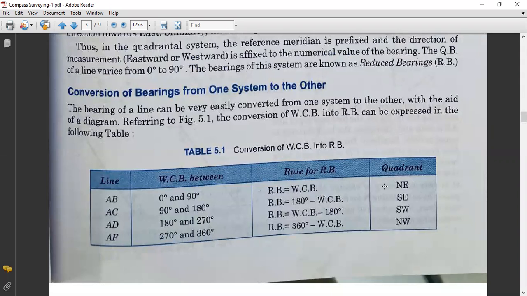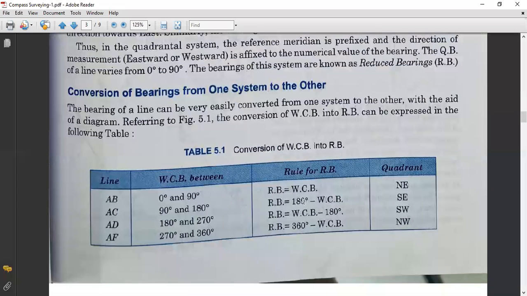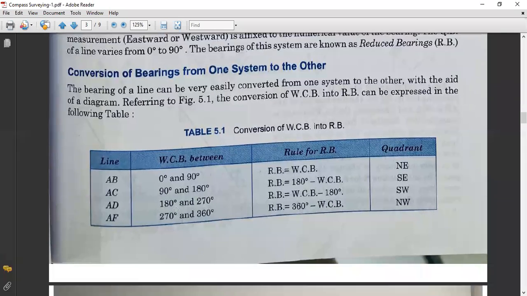What you have to write? North alpha east. Quadrant is northeast, first quadrant, right? If it is in the second quadrant, 180 degrees minus whole circle bearing, south beta east. Like that you have to convert from whole circle bearing to reduced bearing system. Or if it is given in reduced bearing system, we can also convert it into whole circle bearing system. That we will study now.